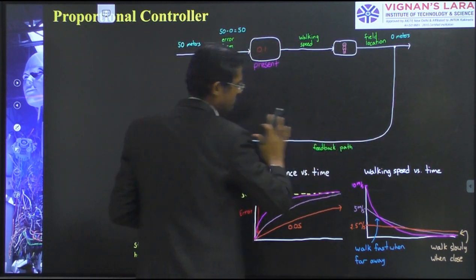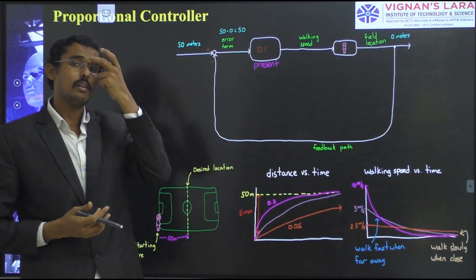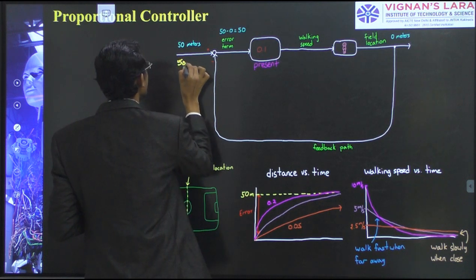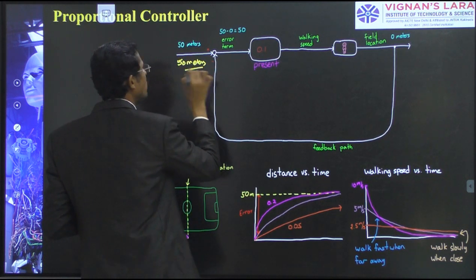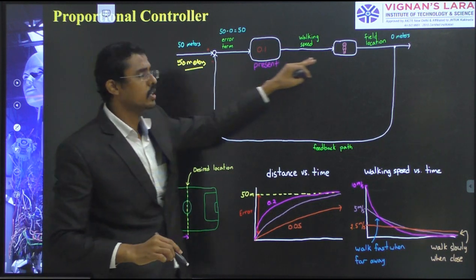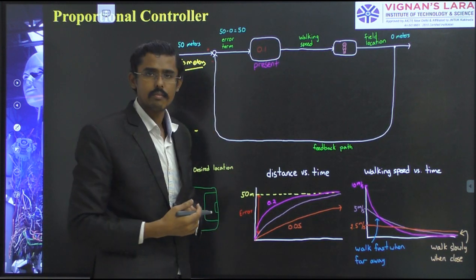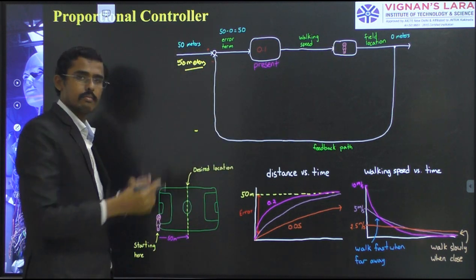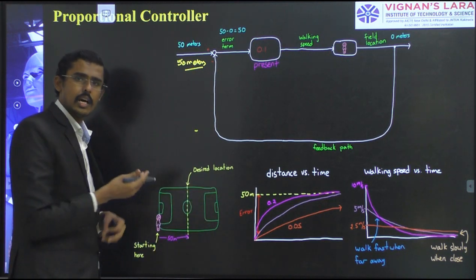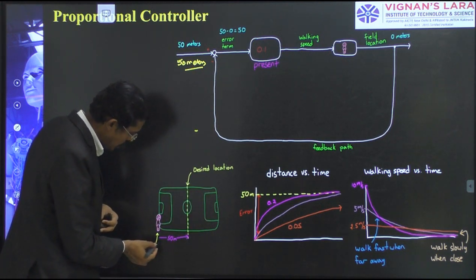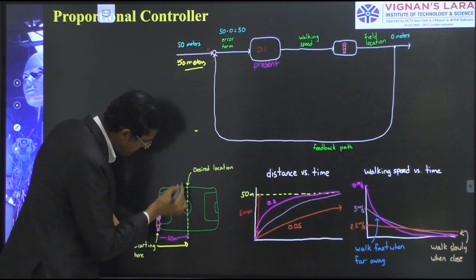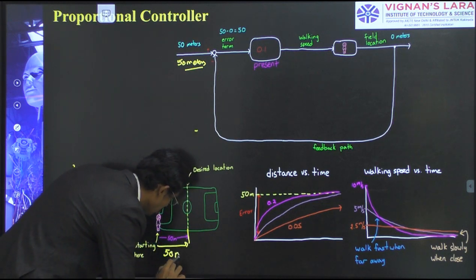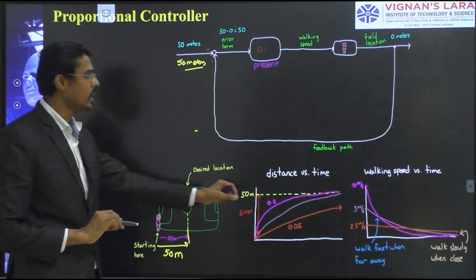This diagram we have seen is a closed loop system where I have given an input of 50 meters that I have to cross. There is a control, and the distance a person has to move from one end to another end. Let us consider a location where I start from here and I should reach the destination point, which is 50 meters.